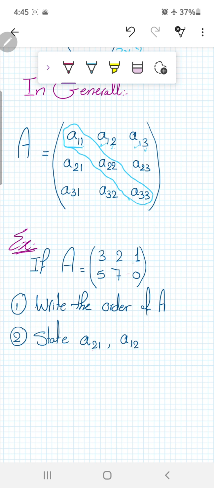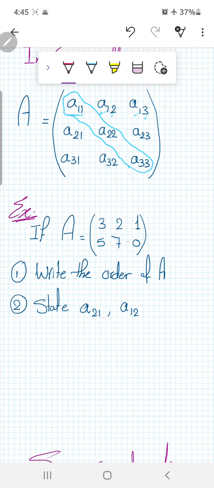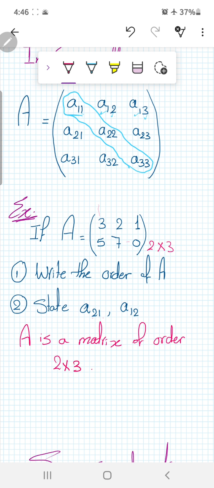If A is 3, 2, 1, 5, 7, 0, write the order of A. As we said, the order of any matrix is the number of rows multiplied by the number of columns. Here, how many rows? 1, 2. So 2 multiplied by how many columns? 1, 2, 3. So here A is a matrix of order 2 multiplied by 3.